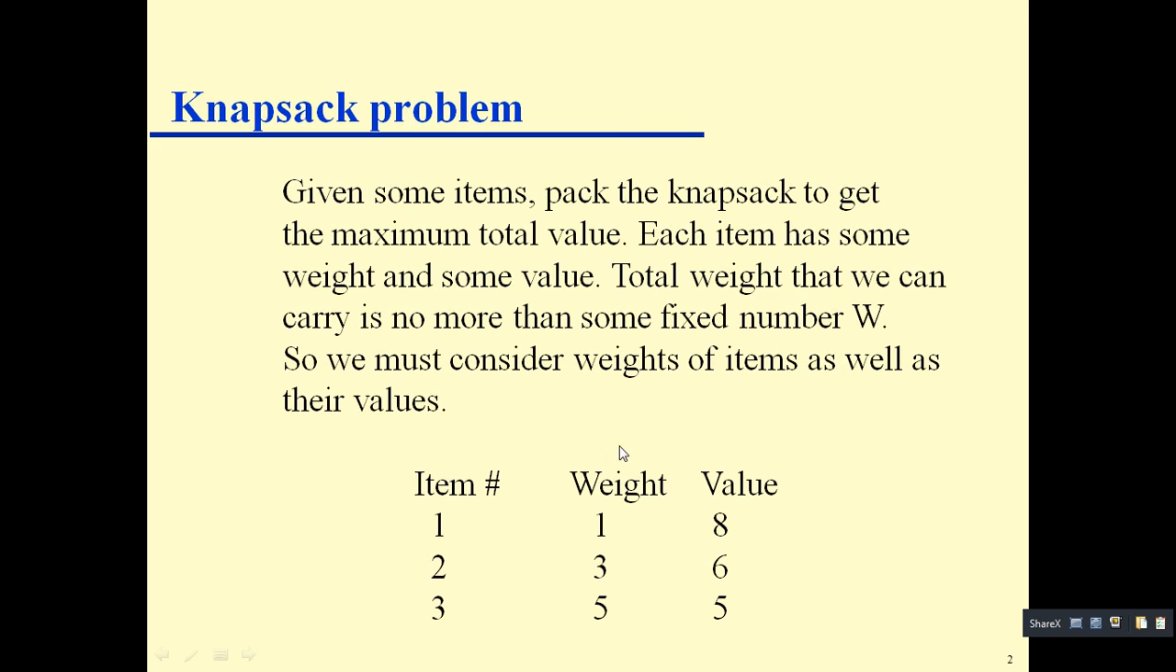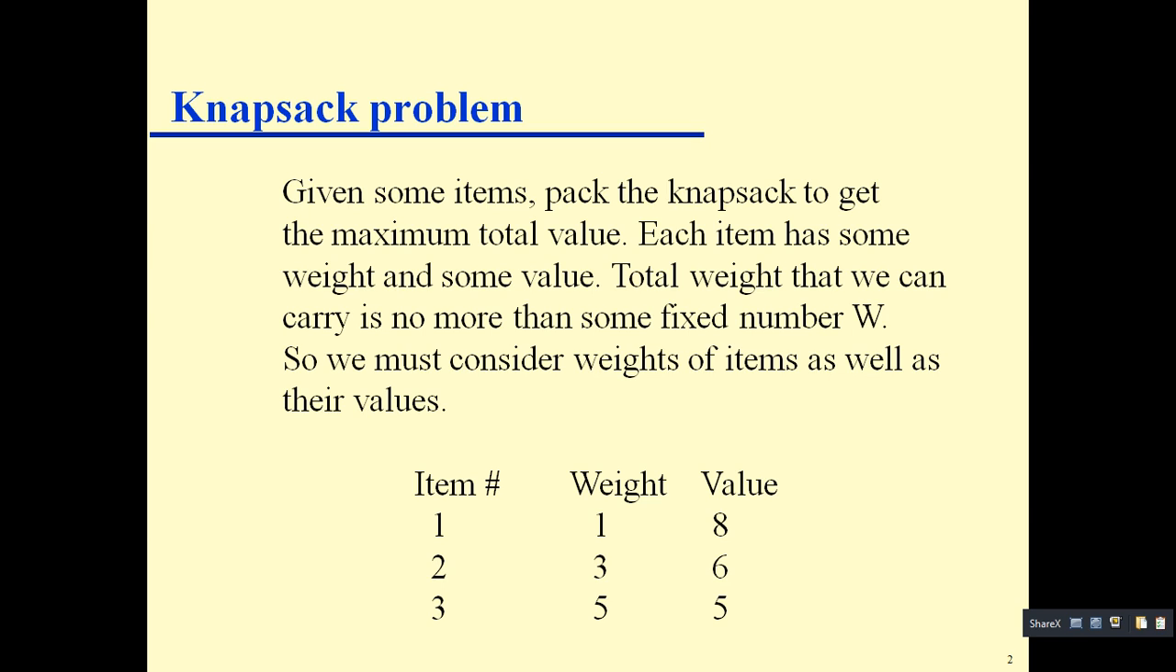Okay, so this is a very simple example. There are 3 items in the store. Item 1 is having weight 1, item 2 having weight 3, item 3 having weight 5. Similarly, they are having value or cost 8, 6 and 5 respectively. Okay, so now these are the 3 items available in the store with their weights and values or the cost given, right. So now let's say for example the thief is having a knapsack with a capacity, let's say 4 kg, right.